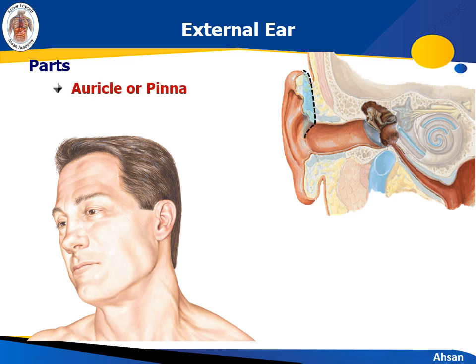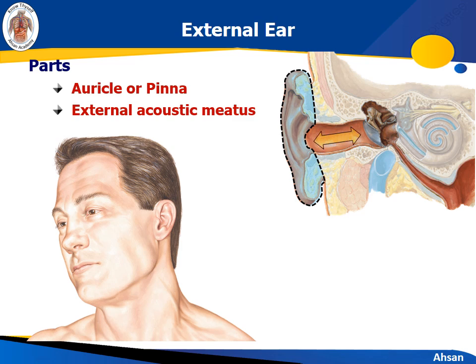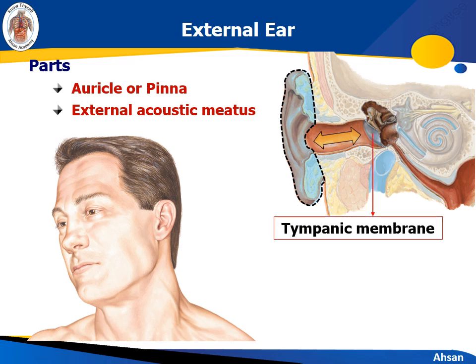External ear comprises of the auricle or pinna, that is outlined by the black dotted line and shaded blue. This extends inside the head as a canal that is known as the external acoustic meatus, and it is shown by the arrow here. Internally, this is separated from the middle ear by a membrane called the tympanic membrane. You can see that in the photograph as label 1.